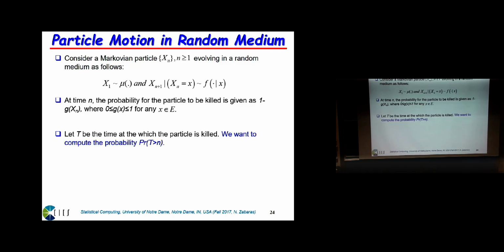So again, let me rephrase the problem. Our transition of states as before. The probability of failure is 1 minus g of xn. So when you are at state n, the probability to fail is 1 minus g of xn. And we're asking to compute the probability that the time of failure is higher than n. Very practical problem, right? If you're a mechanical, civil, or electrical engineer, I can think of 1,000 cases where you basically have to do this.